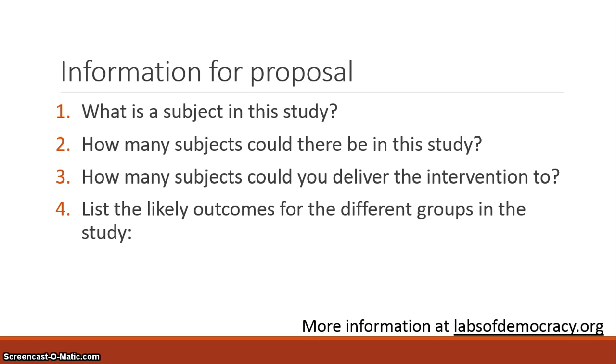In summary, here is the second set of questions that need to be answered when preparing a project proposal. First, what is the subject in this study? Second, how many subjects could there be in this study? Third, how many subjects could you deliver the intervention to? Finally, list the likely outcomes for the different groups in the study. Providing this information for your own project will help us determine the feasibility of the experiment.